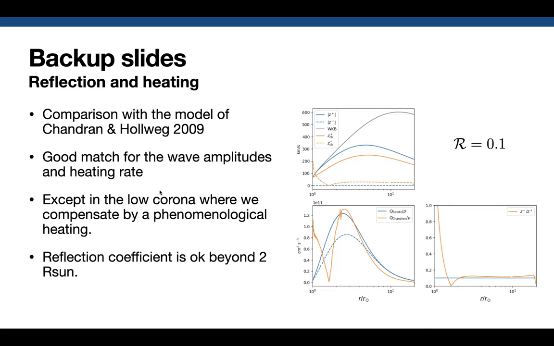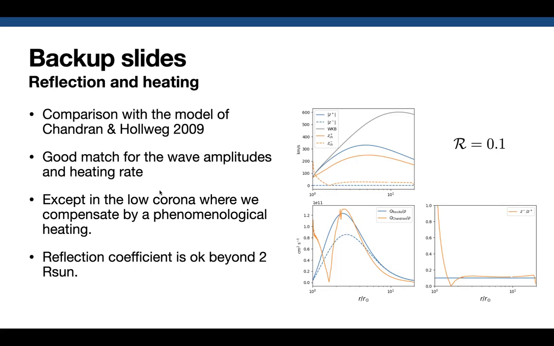So what can you change to make it, let's say, 0.5? I just want to get some intuitive feeling of what really controls this reflection coefficient. So in principle, what controls it is the gradients of the Alfvén speed and the velocity field. So it will change as you go higher in the corona.